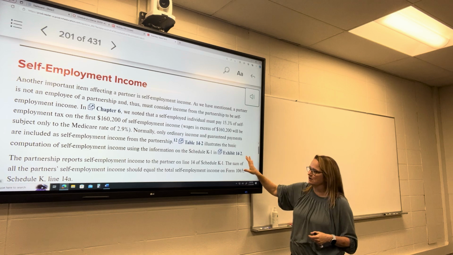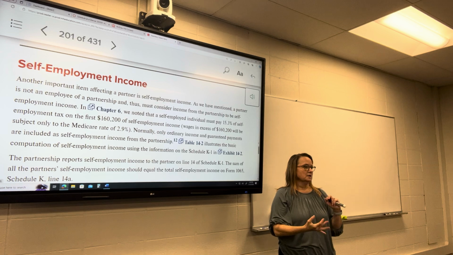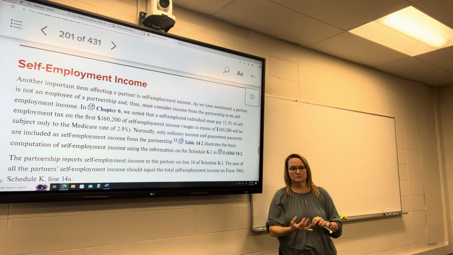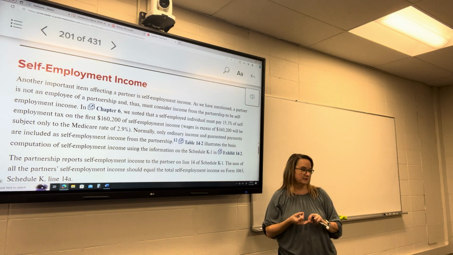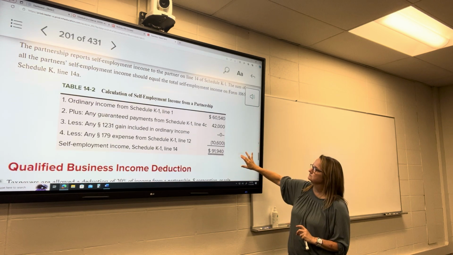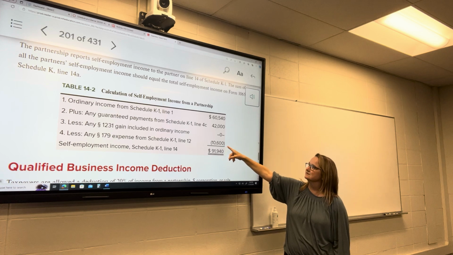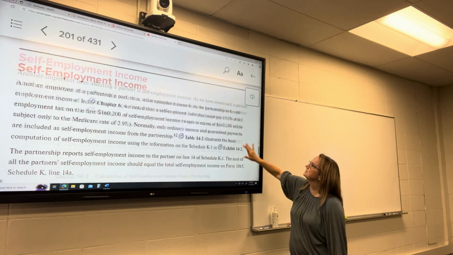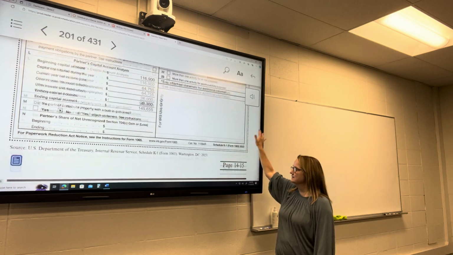Self-employment income, I already talked about this. So if they're a general partner, they have self-employment income on that ordinary income. If they receive guaranteed payments, there's self-employment income on that guaranteed payment, just as though they were a Schedule C. Oh, they didn't put this, this is what's missing. There is supposed to be 179 expense, but it's just not on there. See that? 10,600, but it's not. There's nothing there. That's why my math isn't mathing.